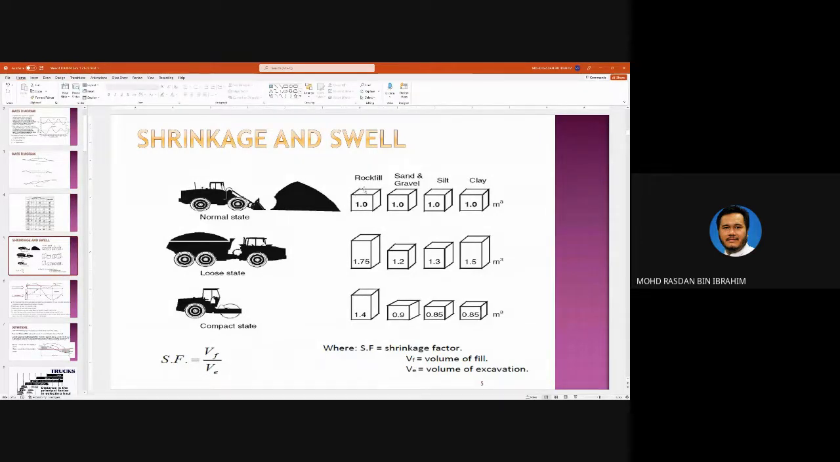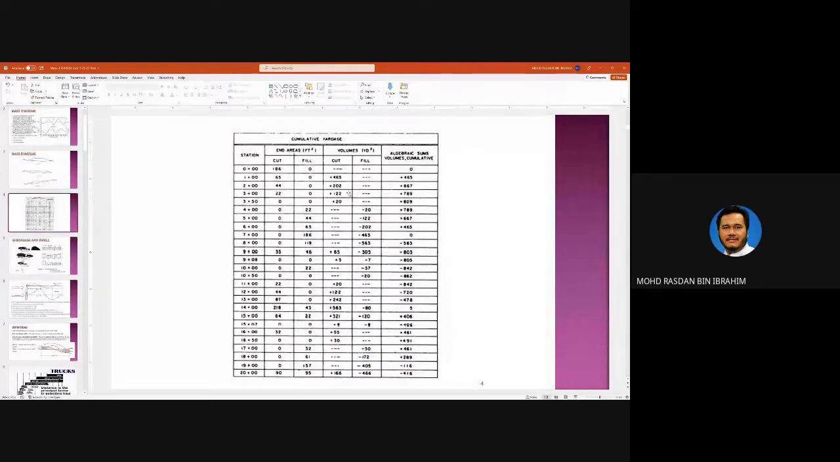The same goes for sand, silt, and clay. For example here, clay, 1 meter cube. You excavate, and the loose state becomes 1.5 meter cube. You compact it back, and it becomes even denser than the original state. This is where the shrinkage factor plays a role, where you use it to estimate the actual volume. So adjustments need to be made here.